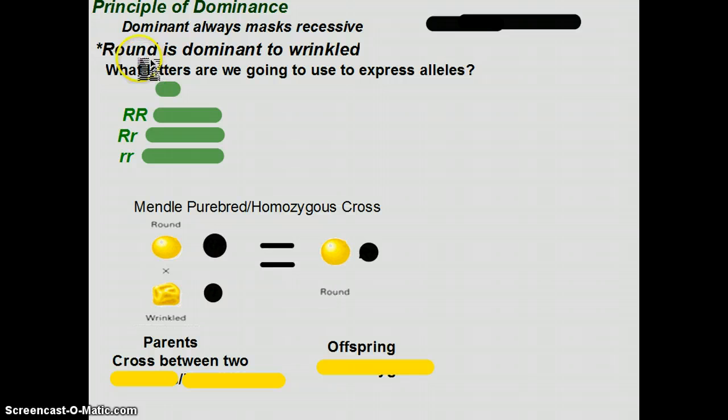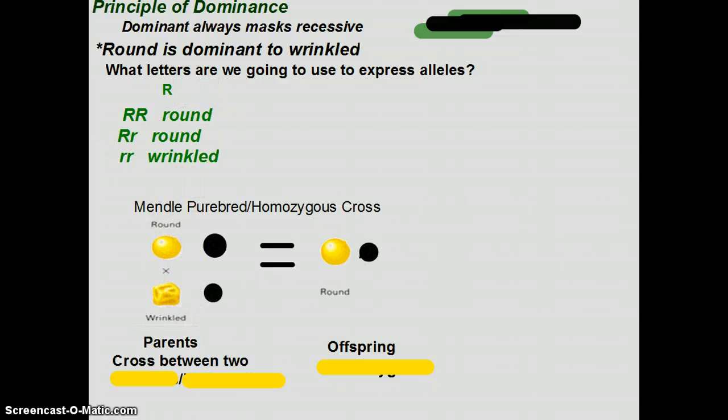So let's give you a scenario. Round is dominant to wrinkled. We're always going to choose the first letter of the dominant trait, which is R. So if I give you capital R, we know the organism's phenotype is going to be round. Capital R, little r, you're still going to have round because according to the principle of dominance, the dominant allele masks the recessive. Little r, you'll have wrinkled.